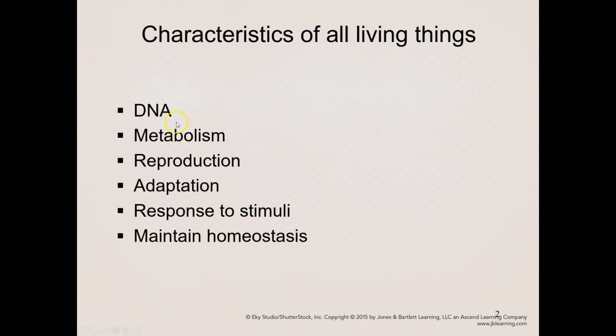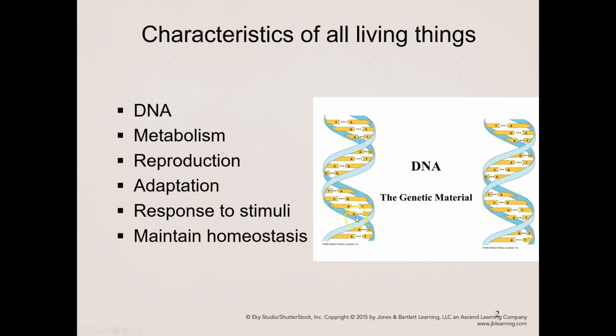All microorganisms and all organisms in general have DNA. DNA is the genetic material that carries the information of who you are. It is the code for all the proteins in the body and is composed of adenine, thymine, guanine, and cytosine. All living things have to be able to metabolize. Metabolism is the sum of the chemical reactions within your body cells.